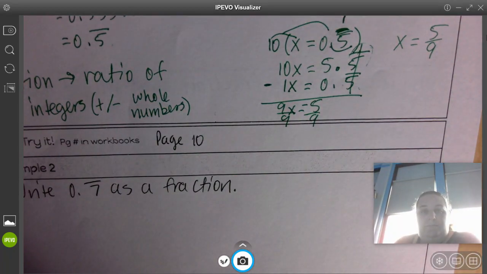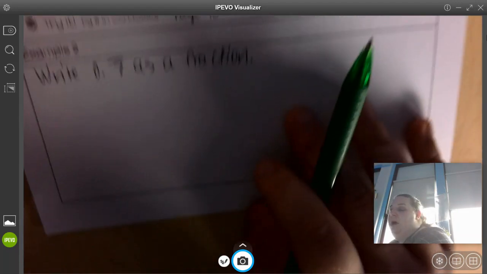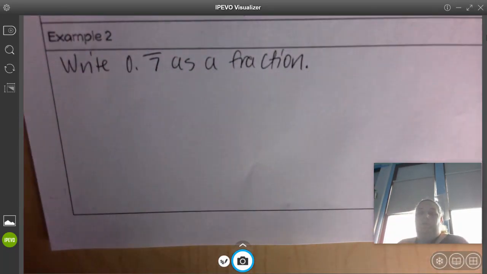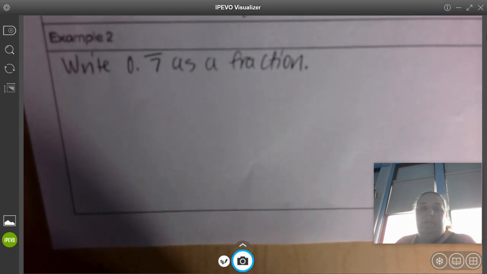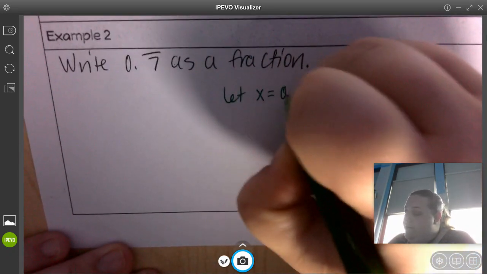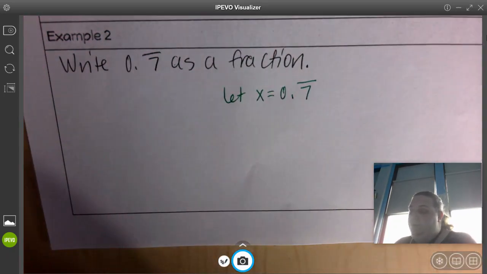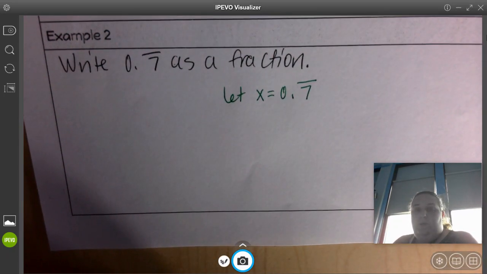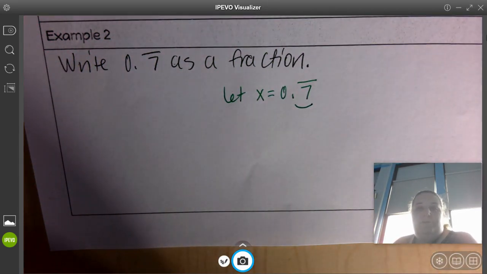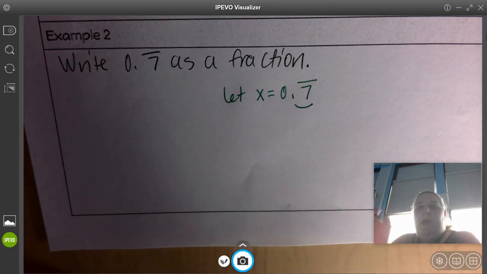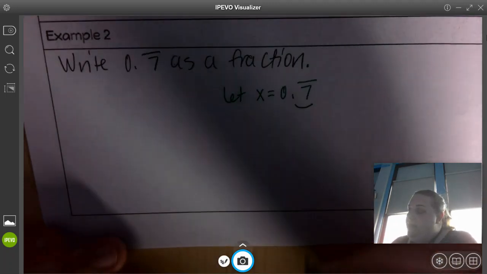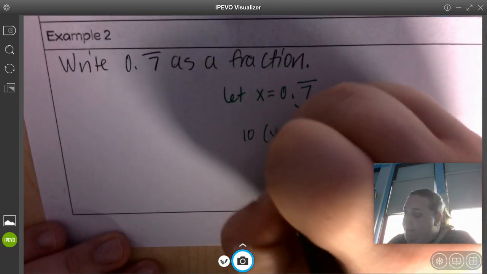Okay. All right, we're going to use this process for our next one. So we're going to write 0.7 repeating as a fraction. Okay. So once again, we start with a let statement. We're going to assign a variable to our original number. Now, once again, I need to move the decimal point however many spaces to get one set of the pattern in front of that decimal. So I only have one number repeating, so I only need to multiply by 10.